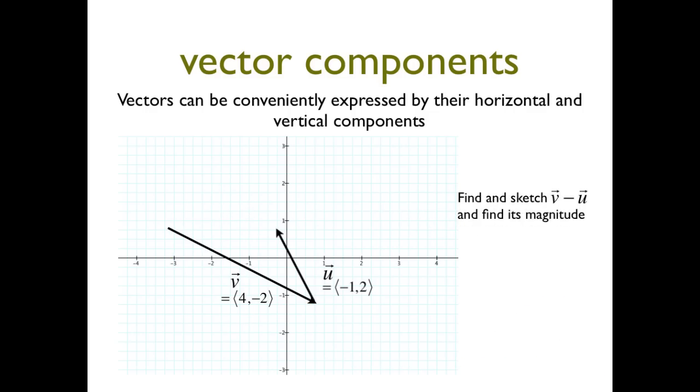Okay. Find and sketch v minus u and find its magnitude. Quick. Can you do it quick? So make a sketch of v minus u. And again, do it in your sketch. Put v and u tail to tail, and then determine what v minus u is.